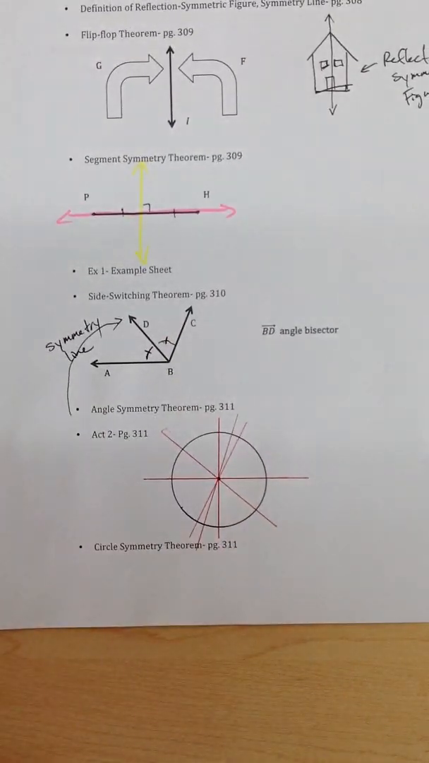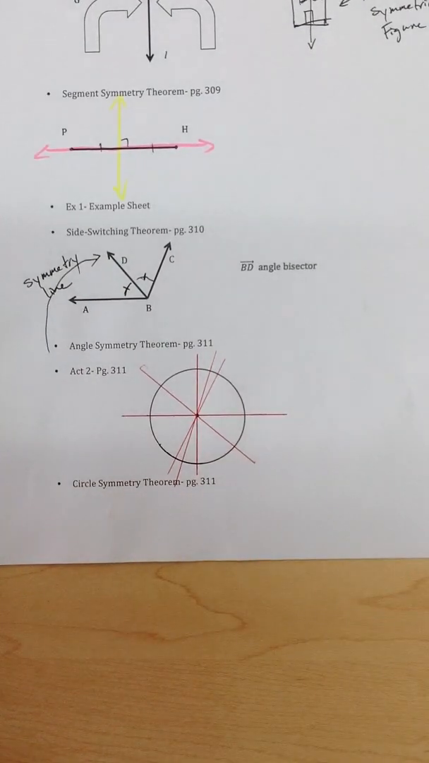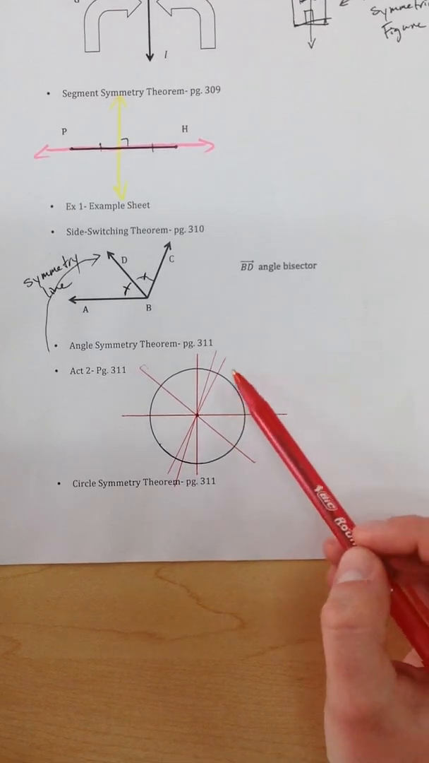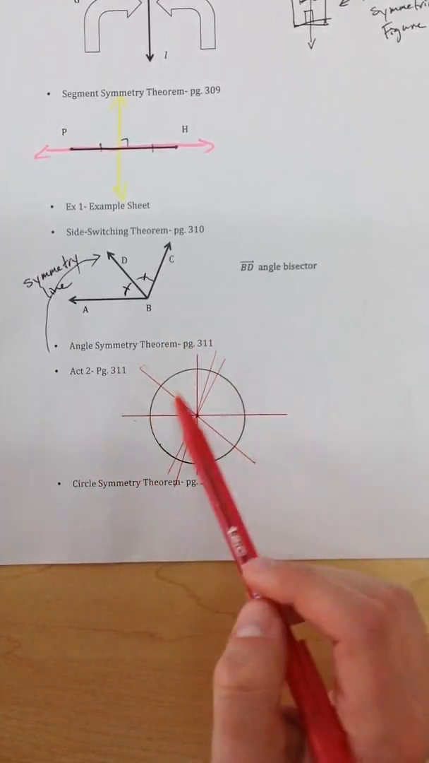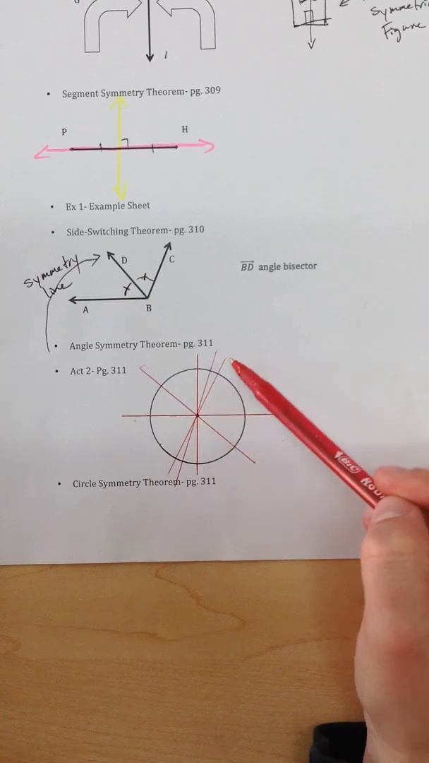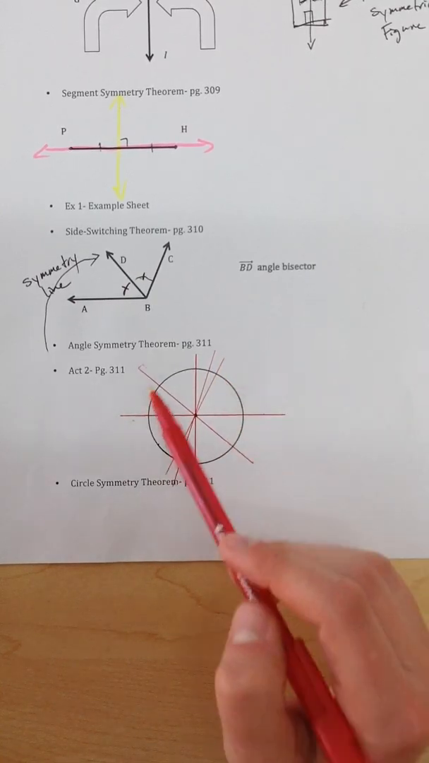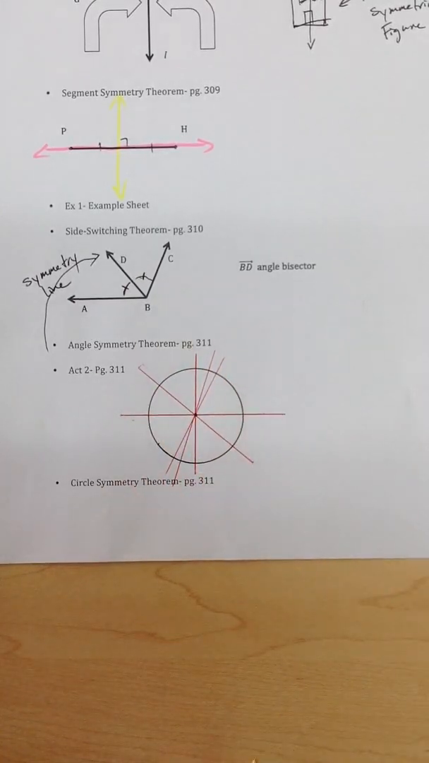Okay, and that's actually our next theorem here. So it says for the circle symmetry theorem, a circle is reflection symmetric to any line through its center. So really there's an infinite amount of lines here that could be symmetry lines for this circle. The only stipulation is they go through the center. Okay, so there's a whole bunch of symmetry lines for circles.